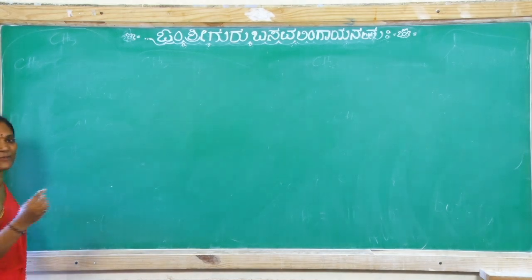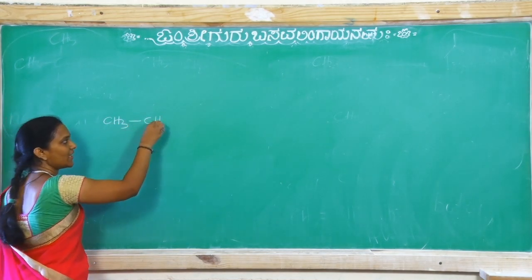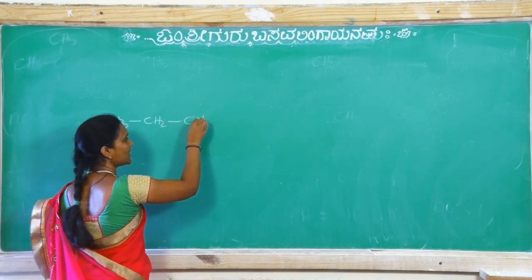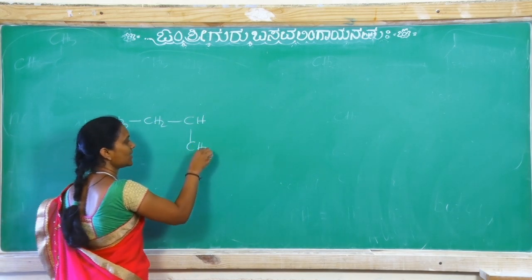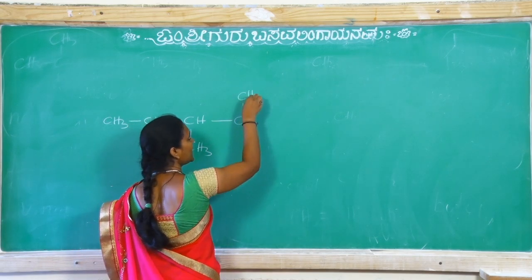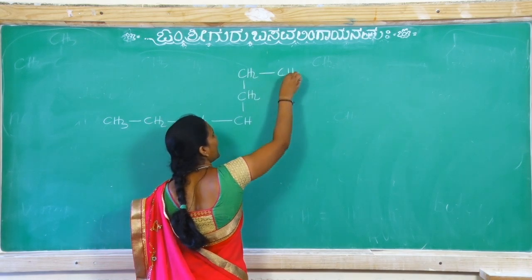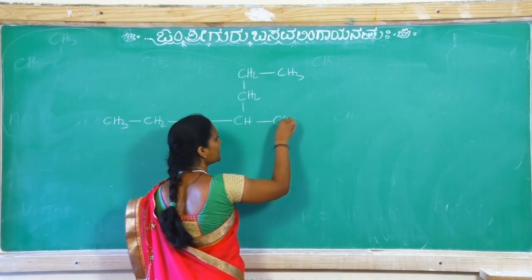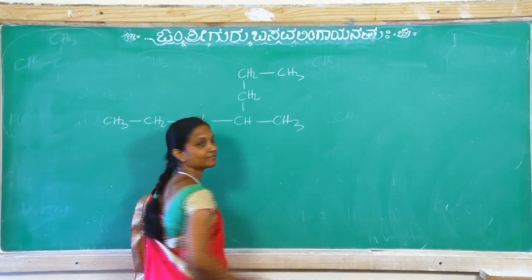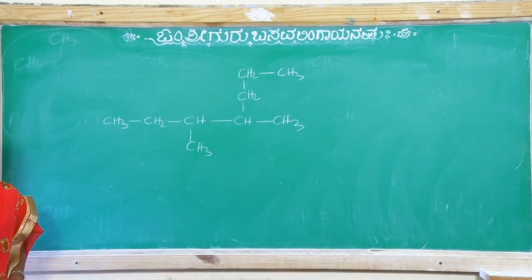The given compound is CH3, CH2, CH, CH3, CH, CH2, CH2, CH3, CH3. Like this, one compound is given.